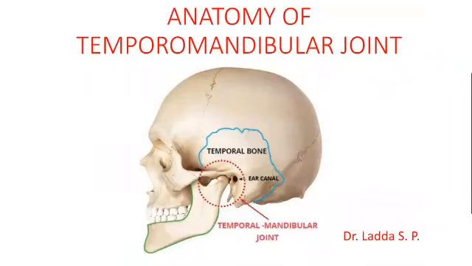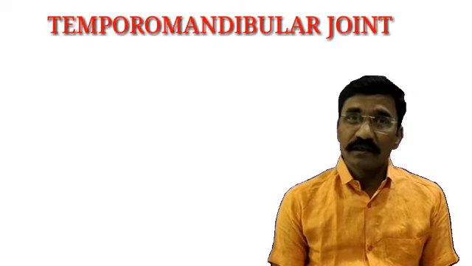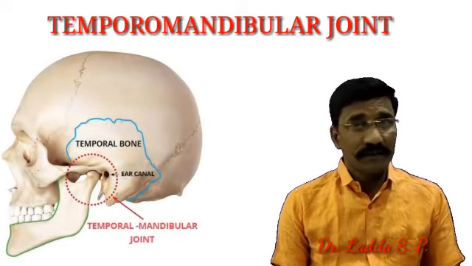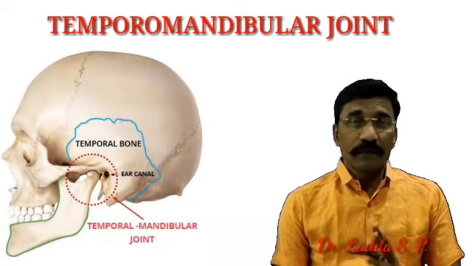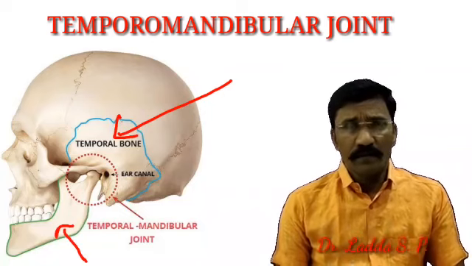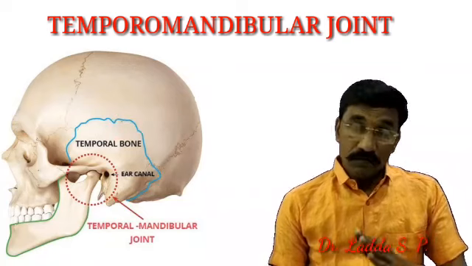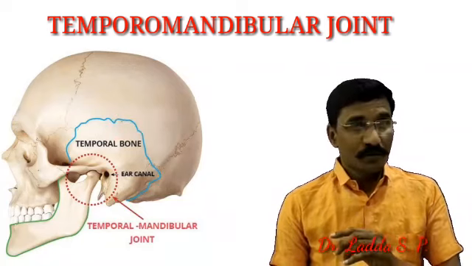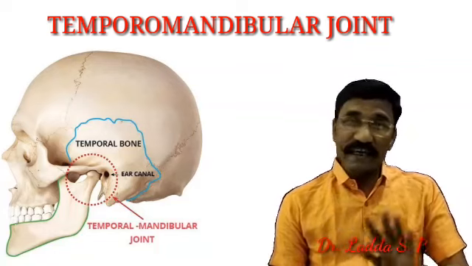Hello friends. Today's next topic of anatomy is a 10-mark question from paper first, and this topic is the temporomandibular joint. The name itself indicates it: temporomandibular means a joint between the temporal bone and the mandible. We know it is one of the most active joints in the body. It has many functions and works throughout the day.